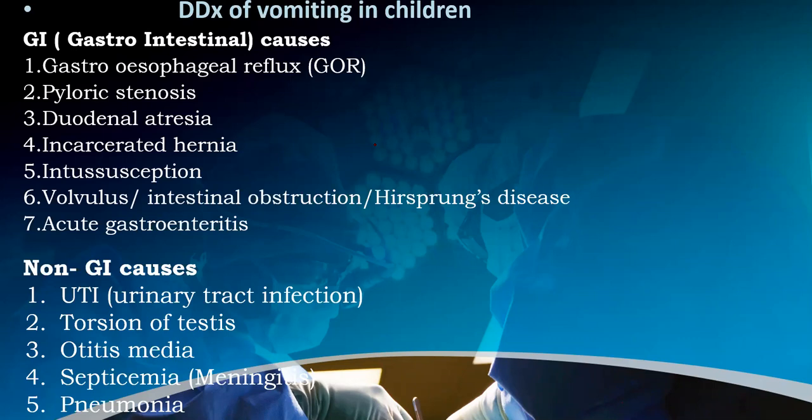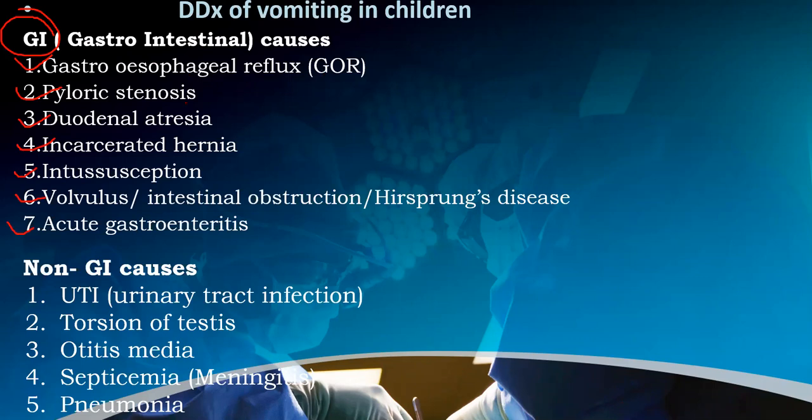So for vomiting in children, what are the differential diagnoses? We have GIT causes and non-GIT causes. What are the GIT causes of vomiting? You have gastroesophageal reflux, pyloric stenosis, duodenal atresia, incarcerated hernia, intussusception, volvulus, intestinal obstruction, Hirschsprung disease, and acute gastroenteritis. These are the main gastrointestinal causes of vomiting in children.